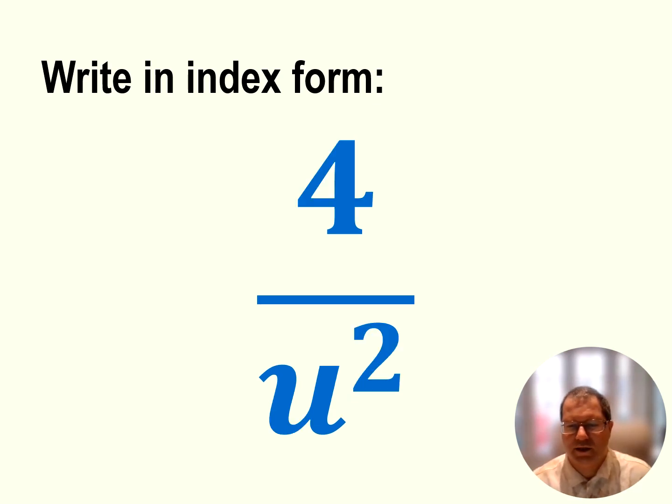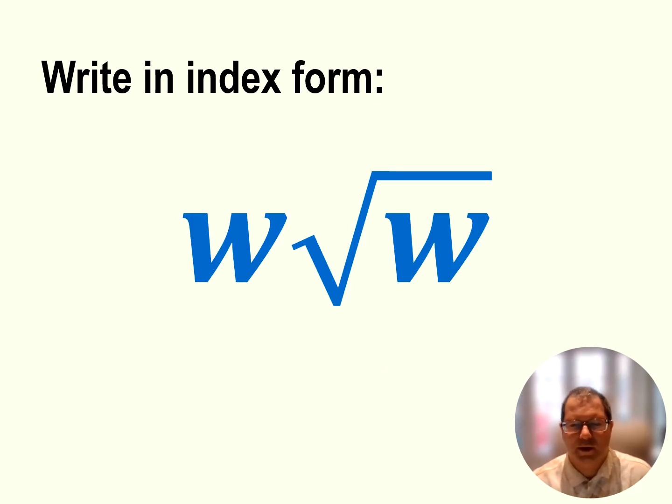Because u is squared here, and on the denominator, that means that it will be u to the power of -2, but we're also timesing by 4, so the final answer is 4u to the -2. W root w is the same as multiplying w to the power 1 by w to the power half, so that's w to the power 1.5, but we would encourage you to write that as w to the power 3/2 using an improper fraction.